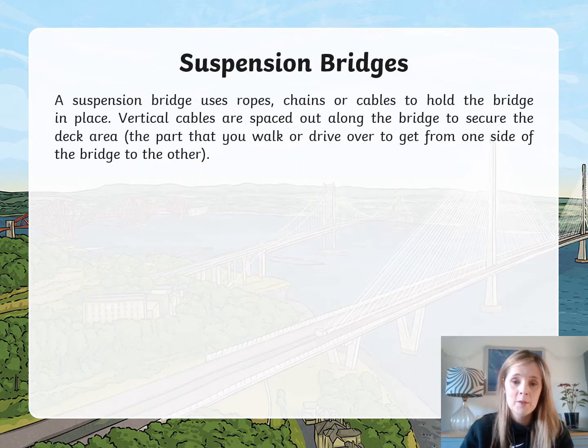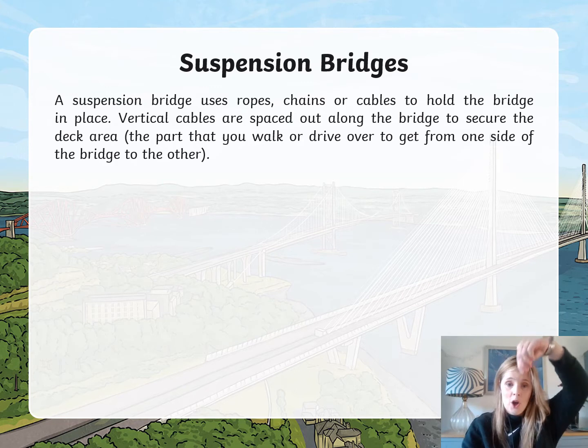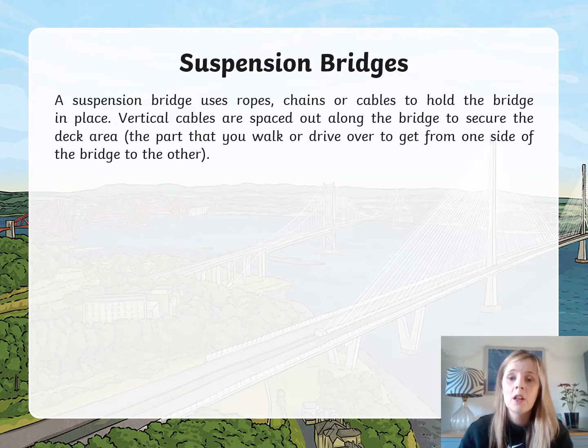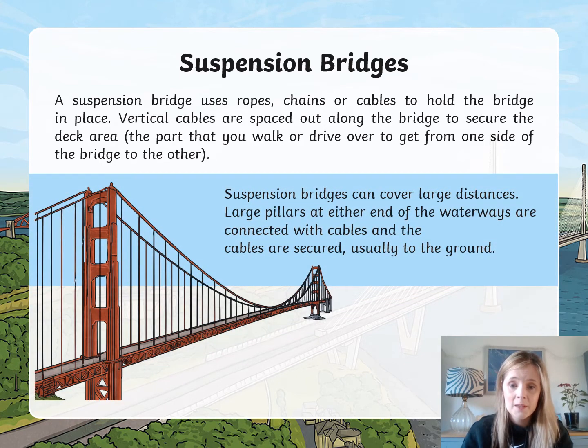One of the types of bridges is called a suspension bridge. This uses ropes, chains or cables to hold the bridge in place. Vertical cables, that means they go this way from top to bottom, are spaced out along the bridge to secure the deck area. That's the part that you walk or drive over to get from one side of the bridge to the other. There's a little picture of a suspension bridge, and they can cover very large distances. The large pillars at either end of the waterways are connected with cables, and the cables are secured usually to the ground. Let's have a look at some famous suspension bridges.